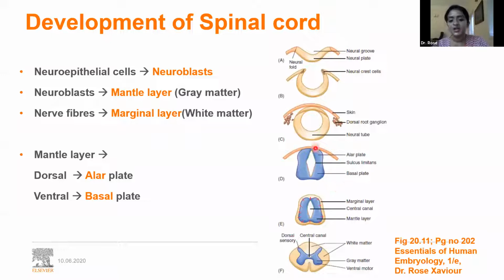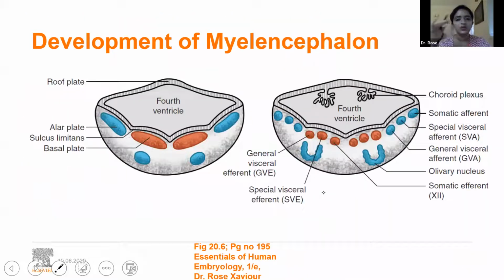Alar is the sensory part, and basal gives rise to the motor neurons. So the mantle layer is further subdivided into the alar plate dorsally and the basal plate ventrally. The basal is motor whereas the alar plate is sensory, and the sulcus limitans separates these two plates. This is the spinal cord, and as we move up towards the brainstem, soon after the spinal cord we have the medulla, right?